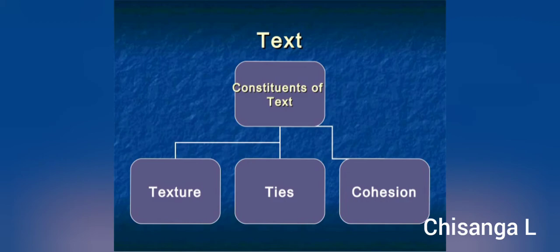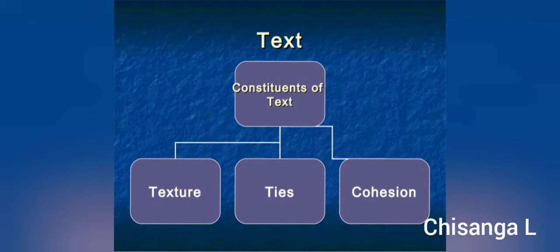So other than texture, we also have ties. And from the ties, we have what we call now cohesion. So we have bread and we have the constituents of a sandwich. We have texture, right? Then we have the ties. We have texture, which is the bread, then we have ties, which would be what we put in the middle of the sandwich, be it butter, honey, jam, anything.